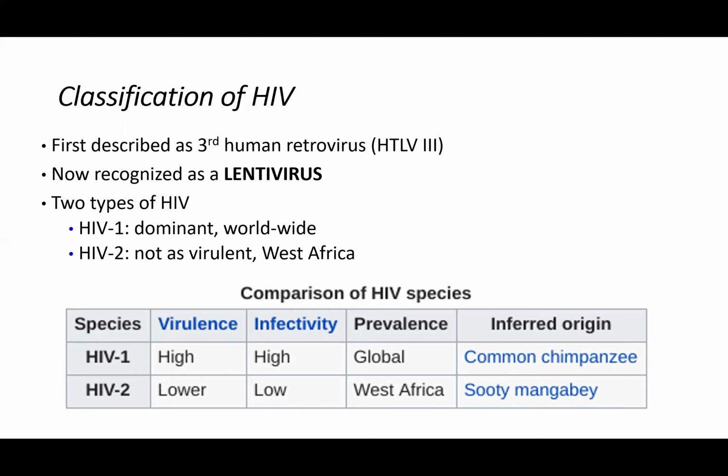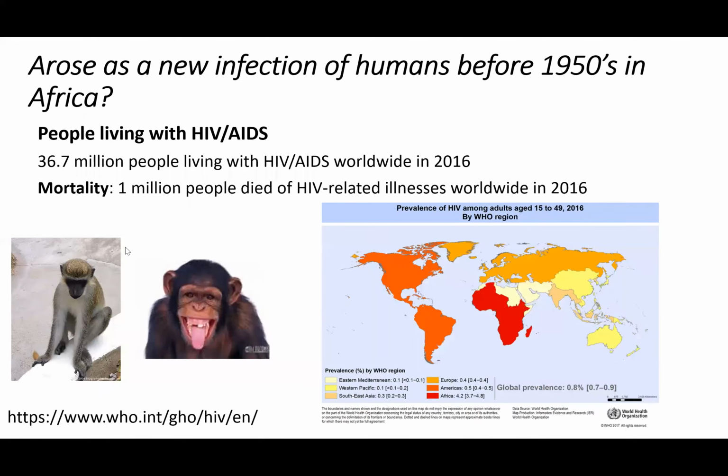Then we have HIV-2. It's less virulent, meaning it is less deadly to the host, and it's endemic typically to Western Africa. But what's interesting about these two viruses is they have two distinct inferred origins. So HIV-1 we know came from the common chimpanzee. HIV-2 we know came from the sooty mangabey. This is the sooty mangabey, and this is obviously a chimpanzee.